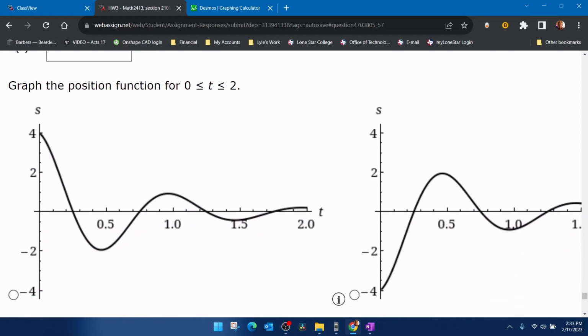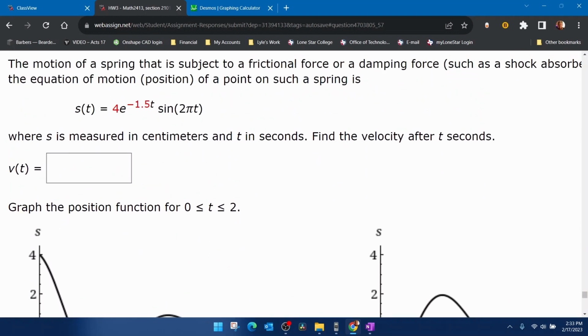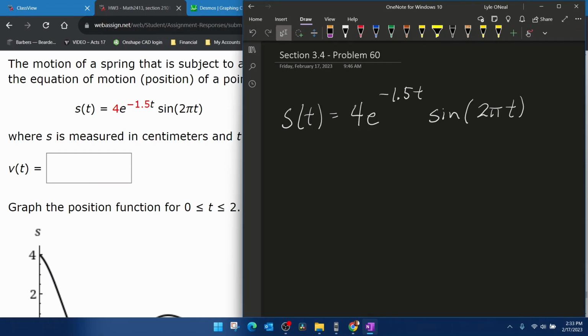So now that we have that graph done, let's go ahead and answer the question where it said, find the velocity function after t seconds. And I don't know if you recall, the velocity function is the derivative of the position function. So we're going to have to take the derivative of this function.